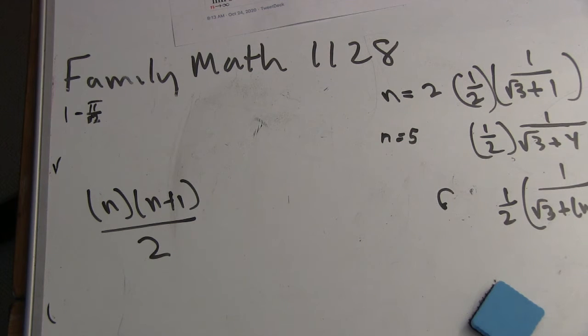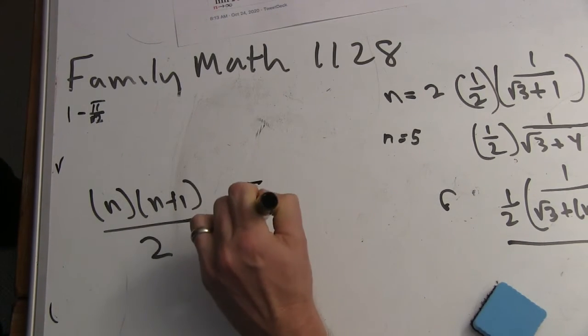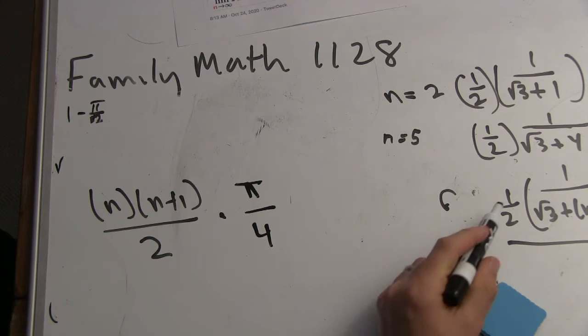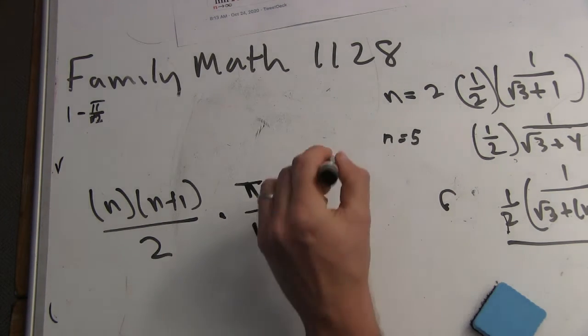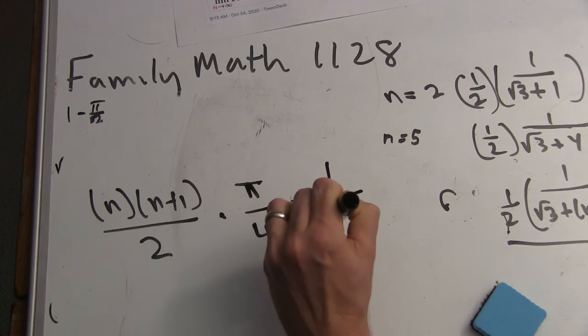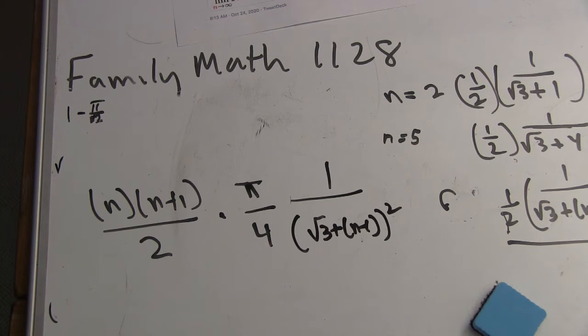And then if this is my radius of the circle, what's my area? You would square this and multiply it by pi, and then multiply by this, so pi over 4. Square it, and the 4 on the bottom comes from the 1/2. Yep. And then I have this expression, 1 over root 3 plus n minus 1, squared.